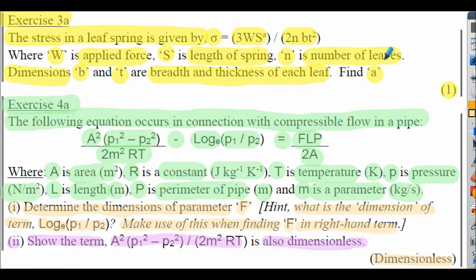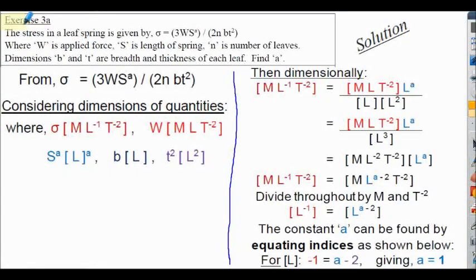I would encourage you to stop the presentation and attempt exercise 3a and 4a. 4a is challenging, but I would encourage you to attempt it. The full worked solutions though are shown on the following slides. Here's exercise 3a, solution. There are actually 2 solutions to exercise 3. This is the first version. I will let you review the solution at your own pace.